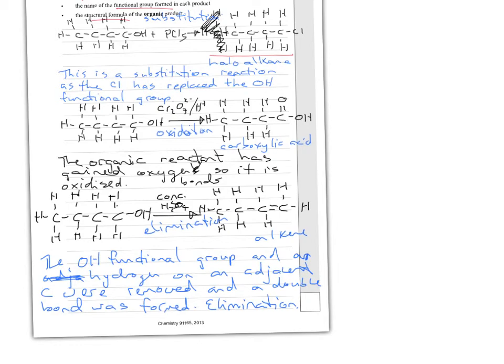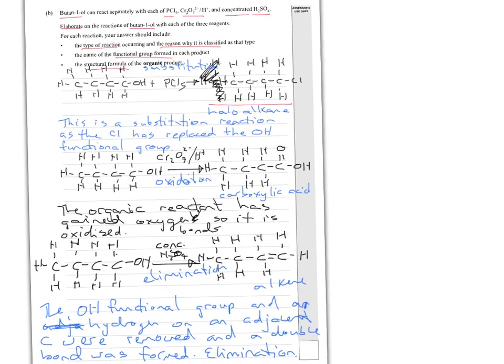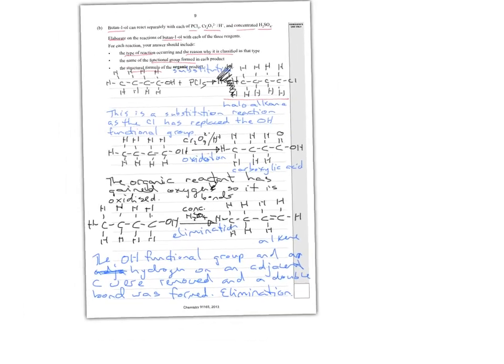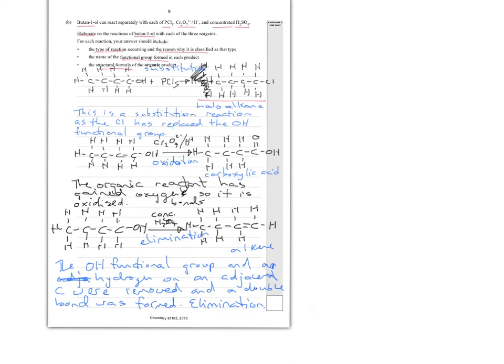Have I done everything that they've asked? Type of reaction: substitution, oxidation, elimination. Yes. Reason: yes, I've got a reason for each. Functional group: haloalkane, carboxylic acid, alkene. Yep, done. Structural formula of the organic product: yes, I have that for each. So everything's covered here. I'm looking pretty good to get a comprehensive understanding for this question.